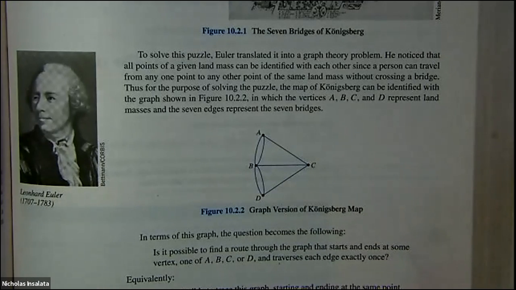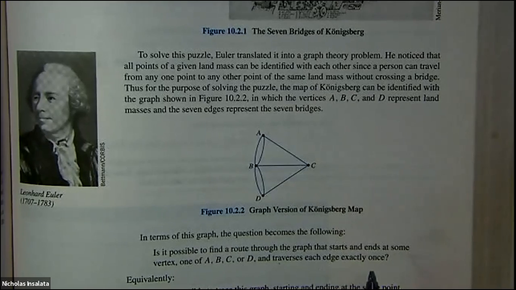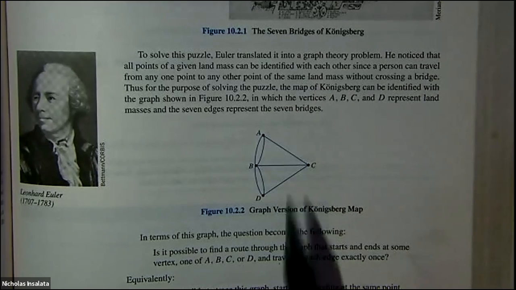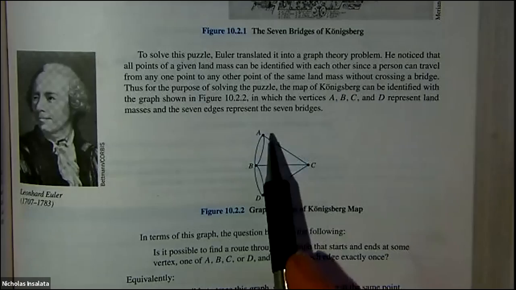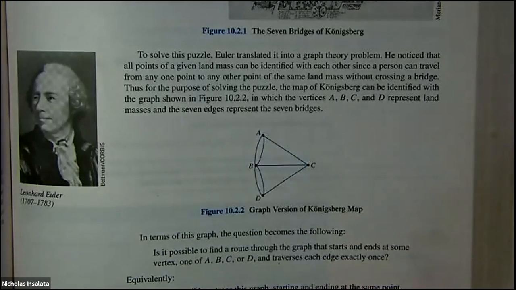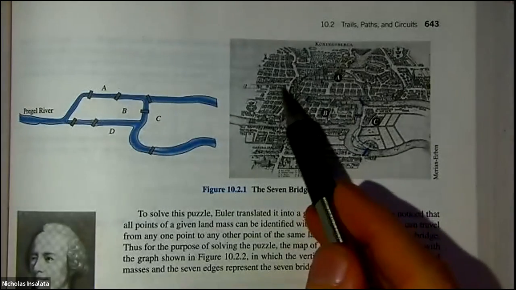And in terms of the graph, the problem becomes: to hit every bridge exactly one time is to say, can we find a route through the graph that starts and ends at some vertex and traverses each edge exactly one time? Because the edges are the bridges, right? So we want to hit each edge exactly one time, but we also want to stop at the same vertex that we started with. Because I don't know which section Euler lived in. It doesn't say, maybe his house is over here somewhere, right?